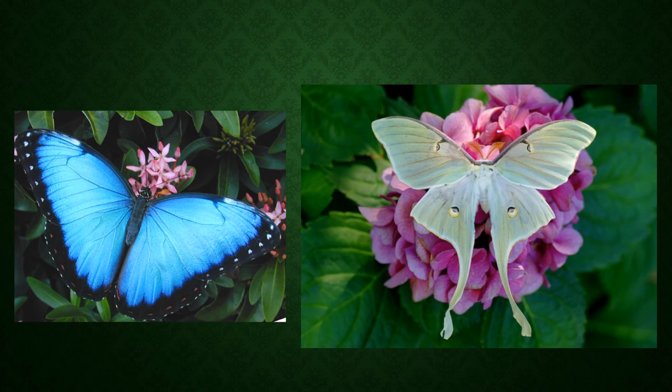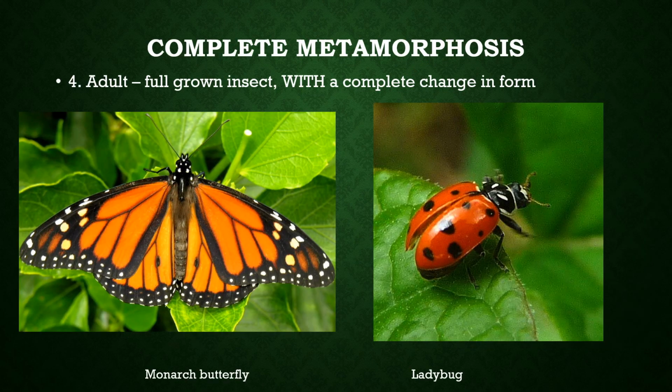Here's the adult form of both of those. This is the blue morpho butterfly on the left, super bright blue one, beautiful insect, and then the Luna moth over here on the right.